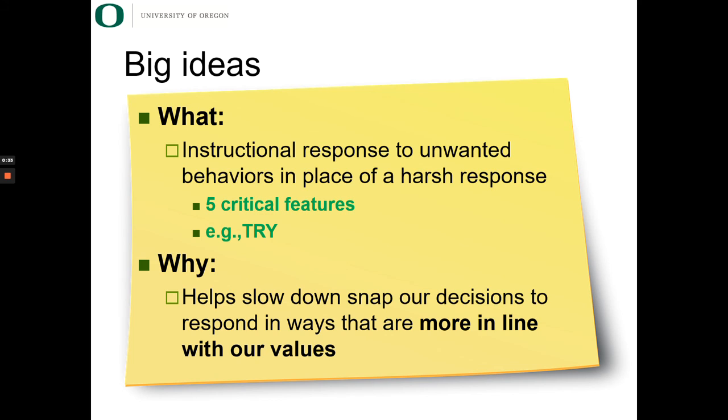I'd like to finish with the big ideas. Neutralizing routine is an instructional response that we can use in place of a harsh response, and this is for adults, remember that. It's got 5 critical features, which I reviewed. One example is TRY. And we use neutralizing routines to help slow down our decisions and respond in ways that are more in line with our values.